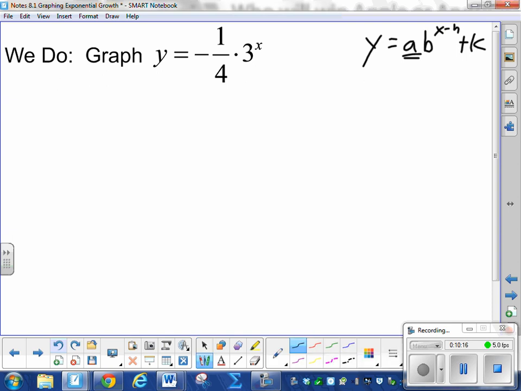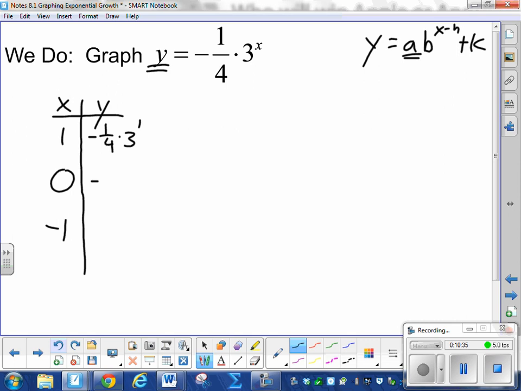So let's make sure about that. So your table, once again, there is no shift. This time it does say y equals, so you can put a y over here. Center is 0. We just got to make 3 points. So we're going to go up to 1, to -1. Plug them in. You get -1/4 times 3 to the first power, -1/4 times 3 to the 0 power, and -1/4 times 3 to the -first power. So let's do these out.